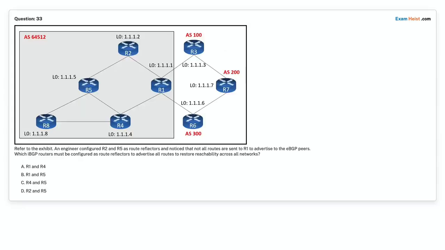Question 33. Refer to the exhibit. An engineer configured R2 and R5 as route reflectors and noticed that not all routes are sent to R1 to advertise to the eBGP peers. Which iBGP routers must be configured as route reflectors to advertise all routes to restore reachability across all networks?